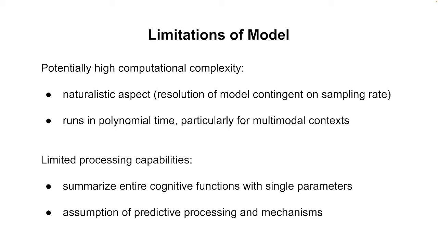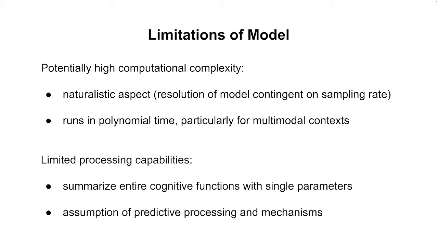So there's some limitations of this model. For one, we have a potentially high computational complexity. When these are implemented in silicon or in some sort of intervention, there's a high computational complexity to maintaining this model of allostasis. And so there's this naturalistic aspect, which is that the resolution of the model is contingent upon the sampling rate. So the sampling rate, as we saw, varied, and so it depends on the sampling rate. Also, if you model this in silico, it runs in polynomial time, particularly for multimodal contexts when you're adding in different sensory streams, not just vision, but different types of proprioception and audition as well.